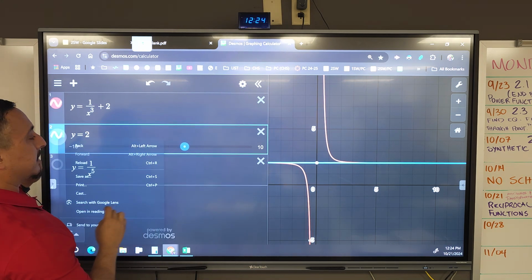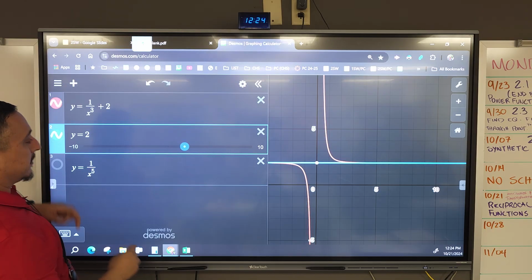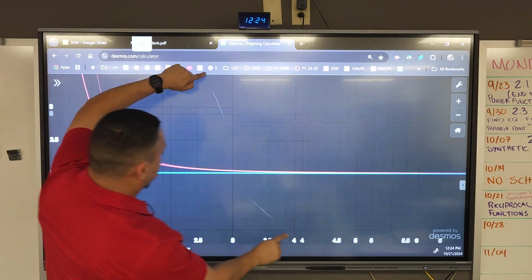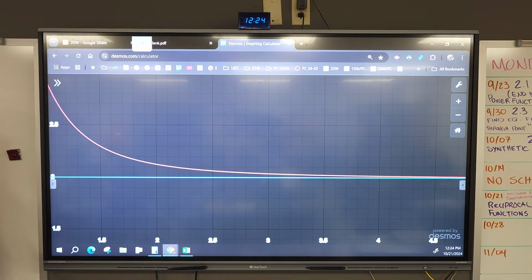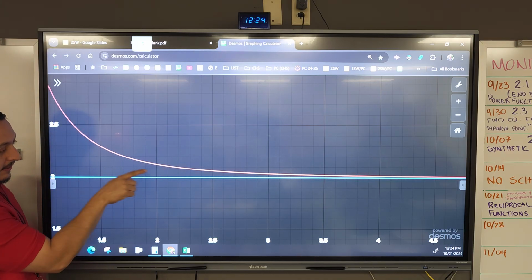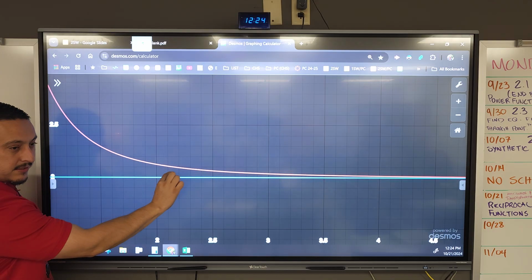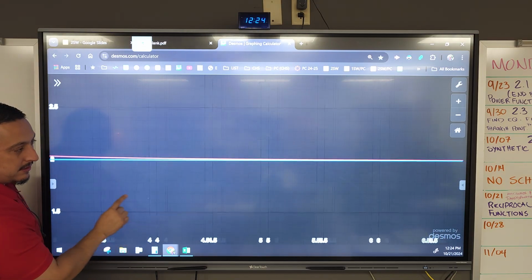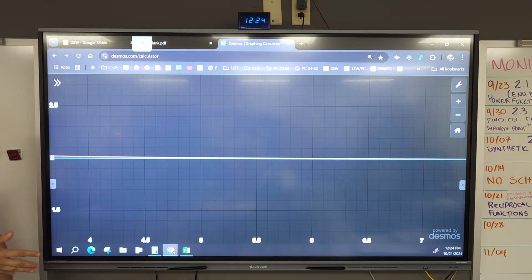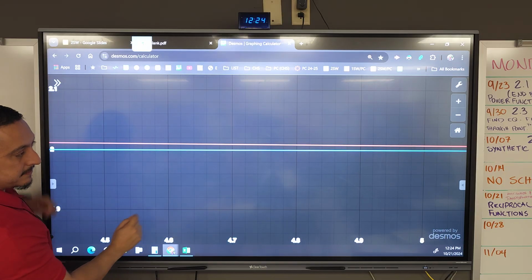I think we can even dash it maybe. I don't know. Who cares? But here it is, okay? So red line is your graph. Blue line is your wall, your asymptote. So notice, the more I go this way, right, it's getting closer, closer, closer, and then it looks like it touches, right? But it doesn't, okay?